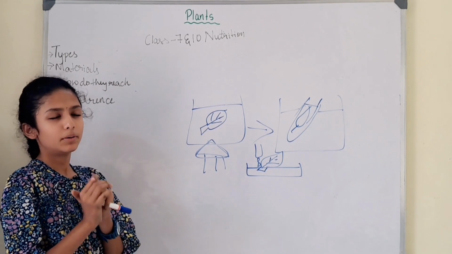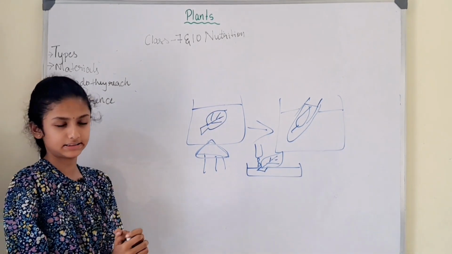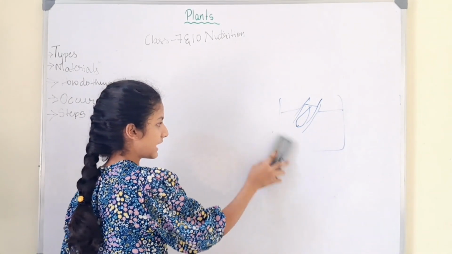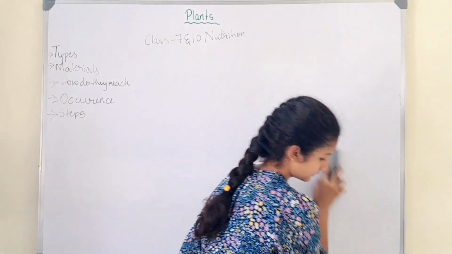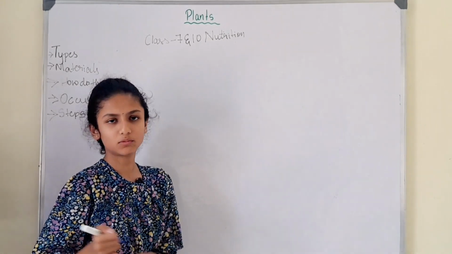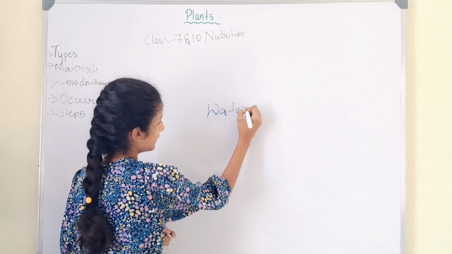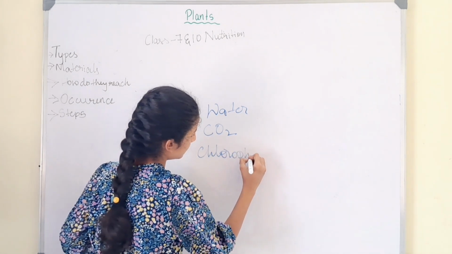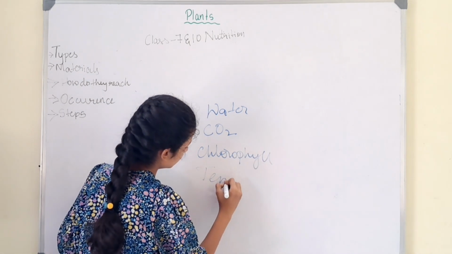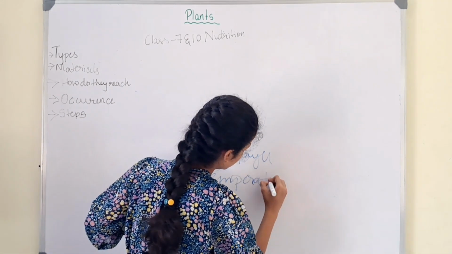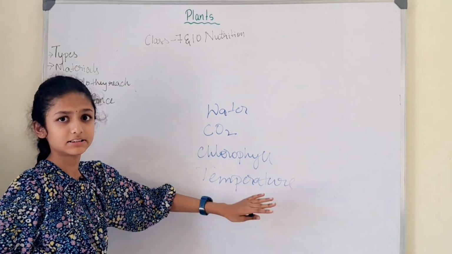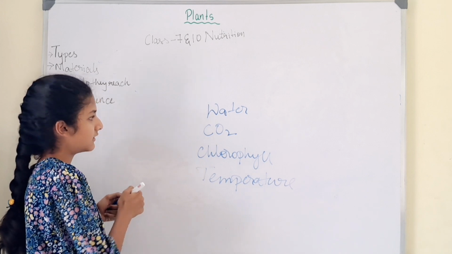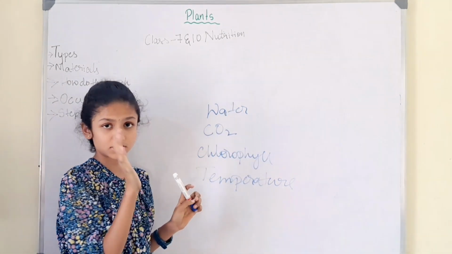Now let us see the importance of photosynthesis, and also the factors affecting photosynthesis. So the materials needed, what we saw: water, carbon dioxide, chlorophyll, temperature. Sorry, these are not materials required, they're factors. These are the factors: water, carbon dioxide, chlorophyll, temperature. And I think these many affect the process of photosynthesis.